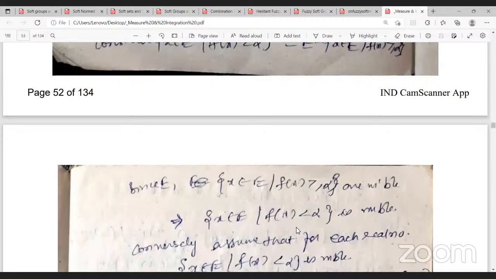Next, one important definition: the characteristic function.